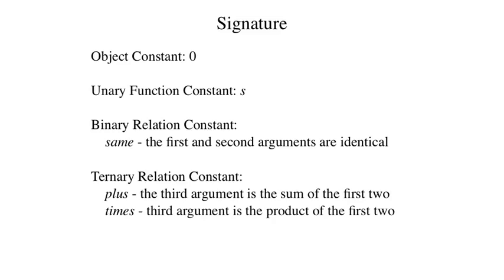Here's our signature. As we said, we have a single object constant 0 and a successor function s. We have one binary relation constant, same, which holds of two terms if and only if they're identical. And we have two ternary relation constants, one for plus and one for times.